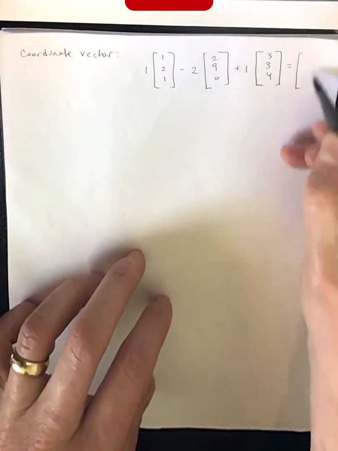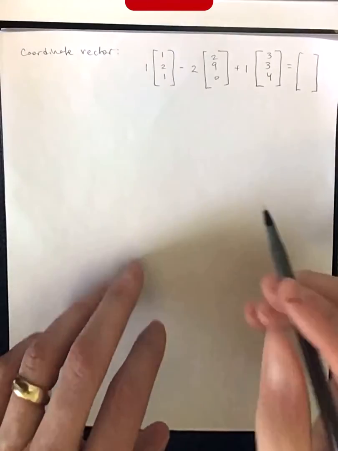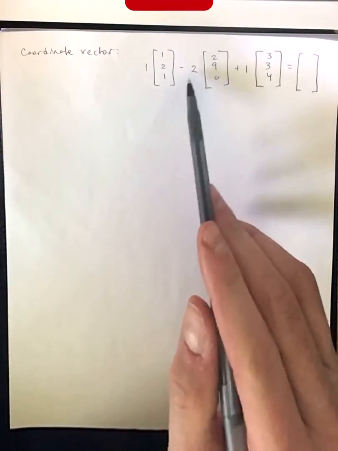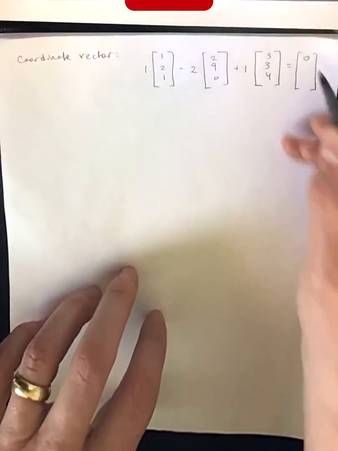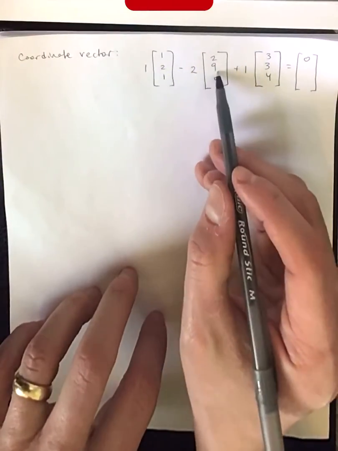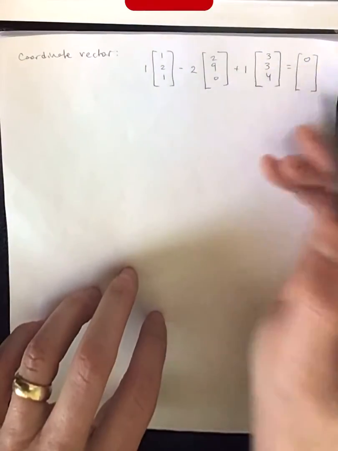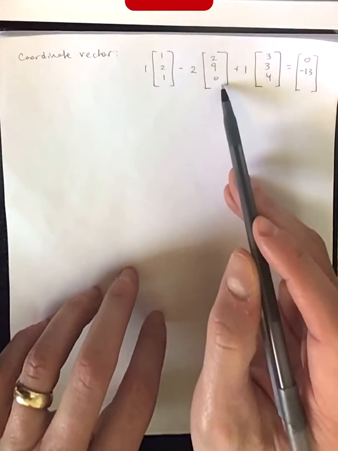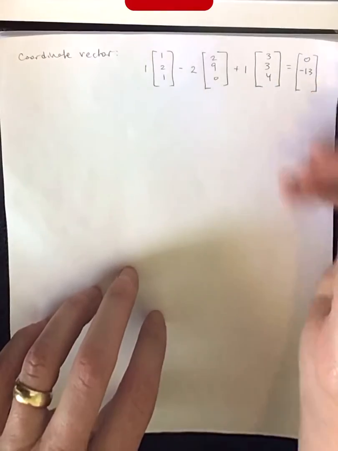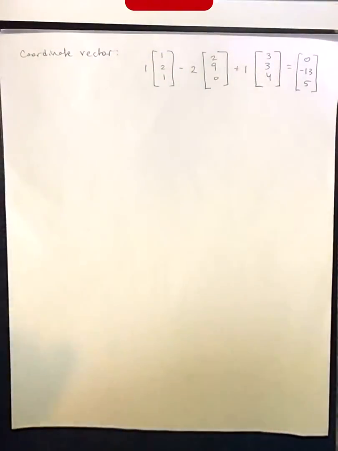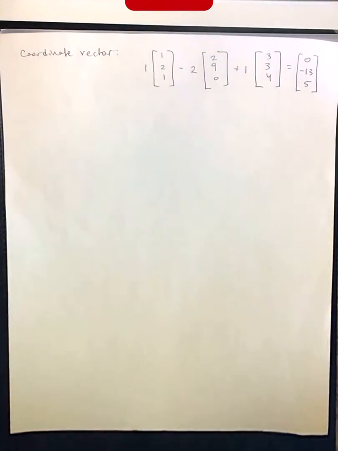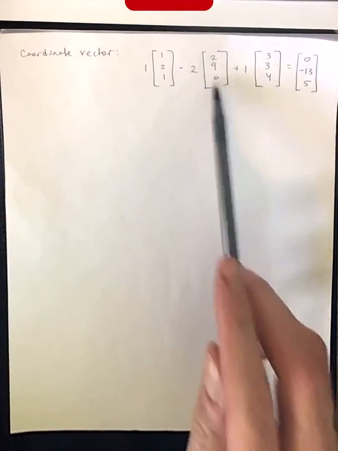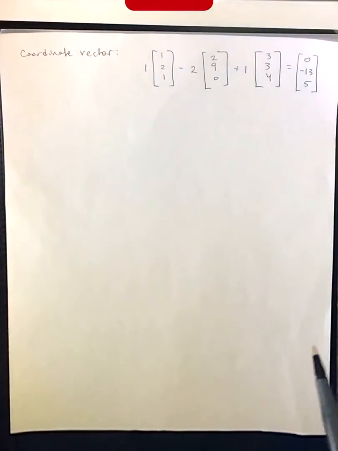So if I look at the x component here, 1 minus 4 is negative 3 plus 3 is 0. 2 minus 18 is negative 16 plus 3 is negative 13. And 1 minus 0 is 1. Plus 4 is 5. So that's how you could represent the vector 0, negative 13, 5 as a linear combination of the three vectors that we saw was a basis for all of R3.